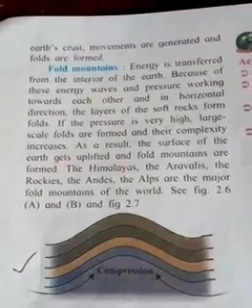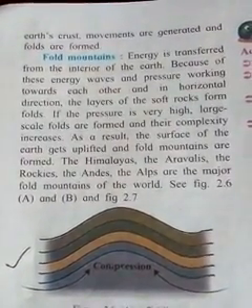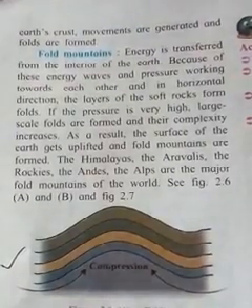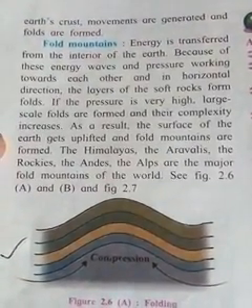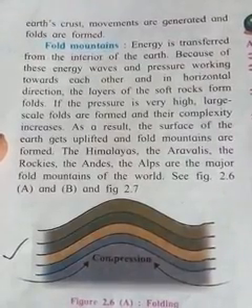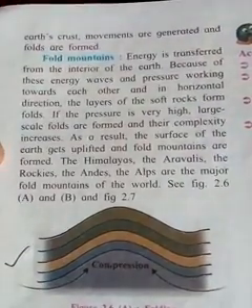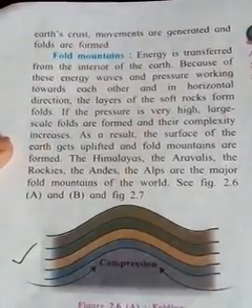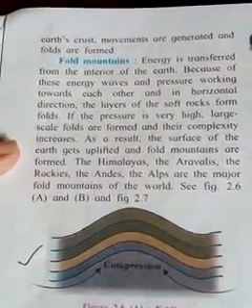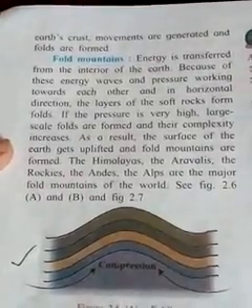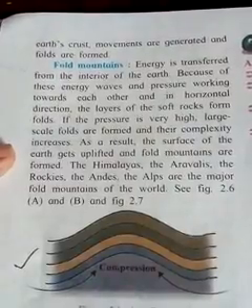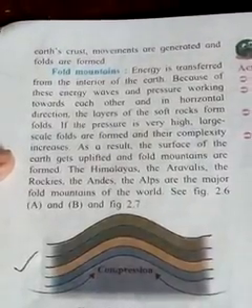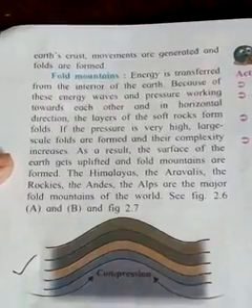That means in the second activity, when you give pressure toward the center of the strip, at that time folds are formed. Here the first type of mountain is the fold mountain. That means energy is transferred from the interior of the earth. This energy is passing through the interior of the earth because of energy waves and pressure working toward each other.